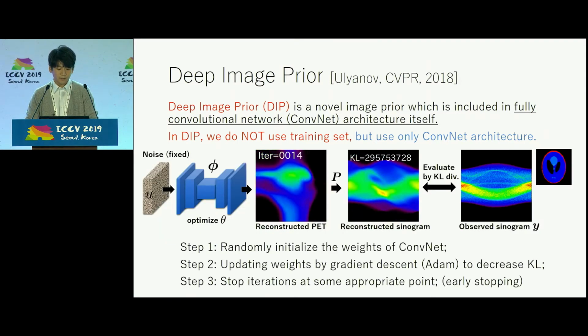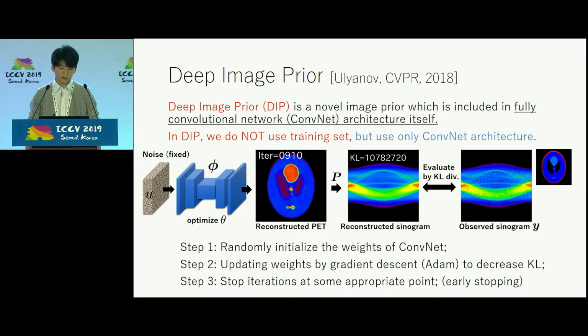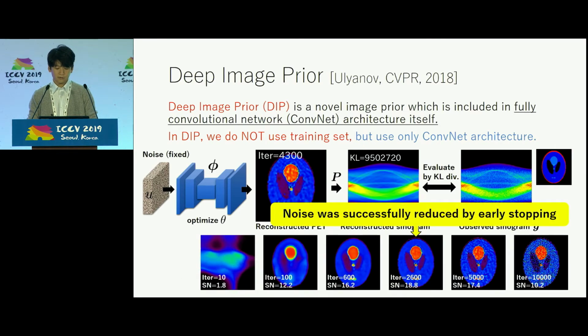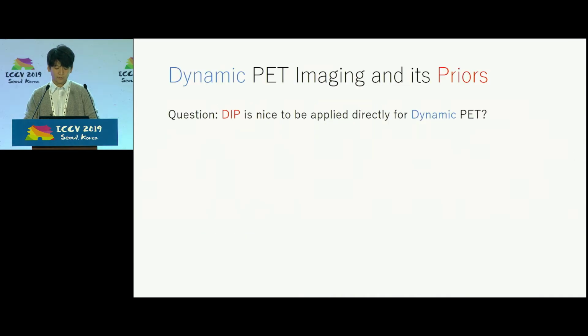The procedure is the following 3 steps. First, we randomly initialize the weight parameters of ConvNet. Second, we iteratively update the weight parameters by gradient descent to decrease KL divergence. Finally, we stop iterations at some appropriate point. So here we can see the noise was successfully reduced by early stopping at an appropriate point.